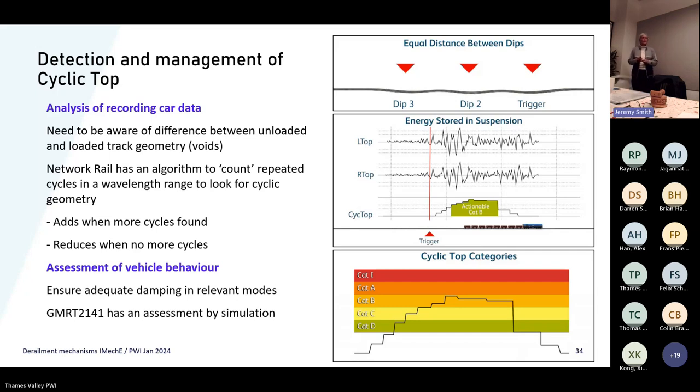From the vehicle side, and you will find this in the Gloucester report, the vehicle design was not good. And it hadn't been tested quite according to the rules. The damping was inadequate, so it was more inclined to keep bouncing rather than be damped away, which is why it was that vehicle that came off rather than any of the others. So again, it was a combination. And the rolling stock standard GMRT 2141 now has a requirement for all new vehicles to demonstrate that they are not susceptible to cyclic top. So you can't just put the onus on the infrastructure manager to get rid of the things on the infrastructure. We have to have vehicles that can cope with what is reasonable to find on the ground.